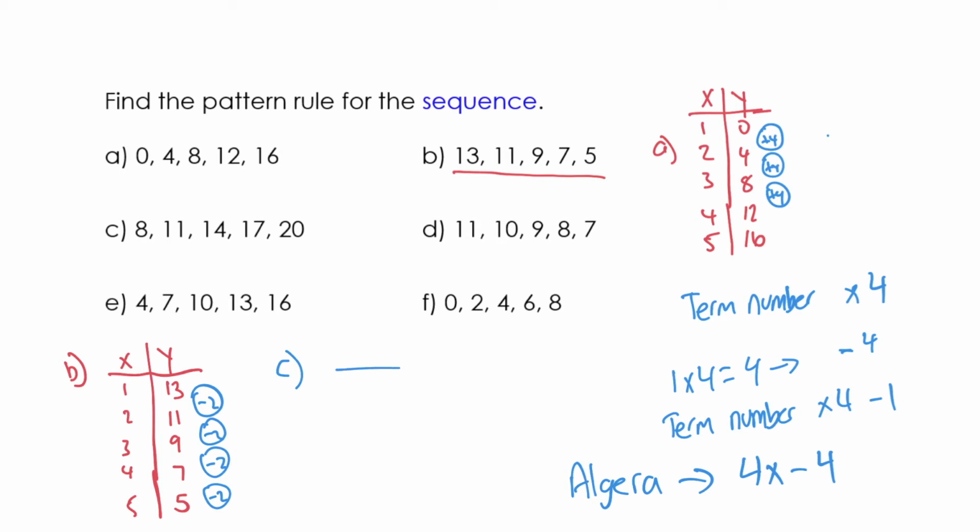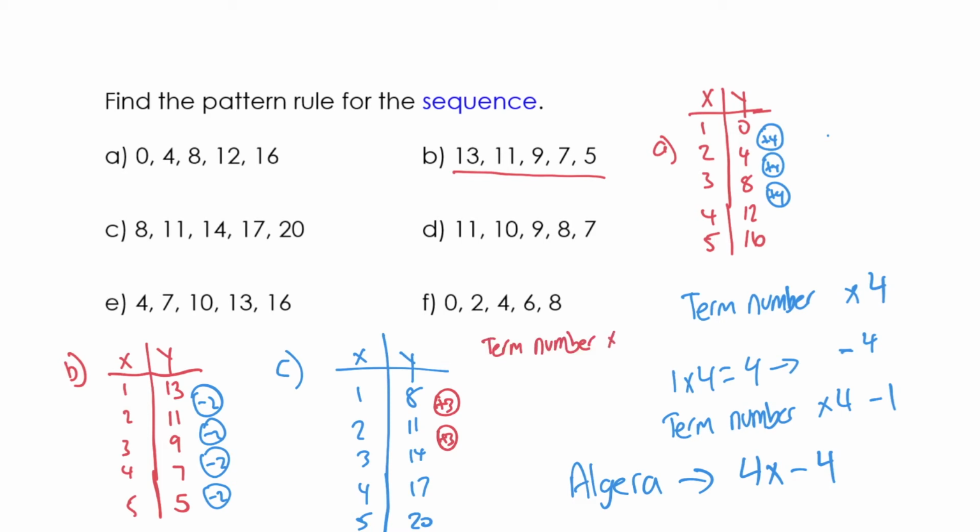So for C, you have your xy. 8, 11, 14, 17, 20. And term number 1, 2, 3, 4, 5. So now let's find the gap. The gap here is plus 3. So we have to multiply it times 3. 1 times 3 is 3. And how do you get to 8? You have to add 5. So term number times 3 plus 5. Or you can write it like 3x plus 5.